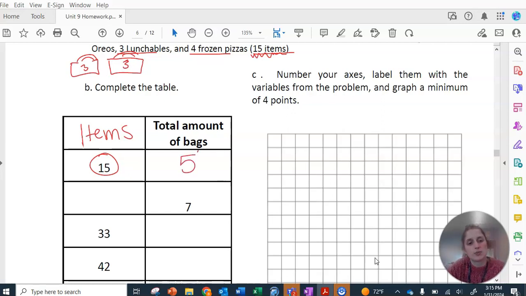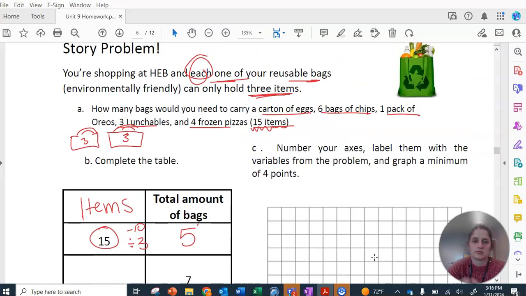Looking at this relationship, we can make an additive rule and we can make a multiplicative rule. Well, let's think about the number 0. If you bought 0 things, how many bags do you need? 0 items means 0 bags. So I think now you can decide what your rule is. Is it additive or multiplicative?